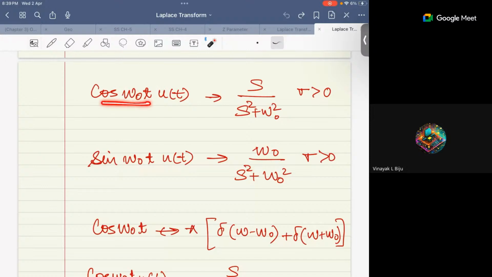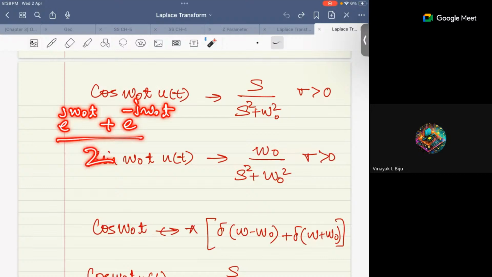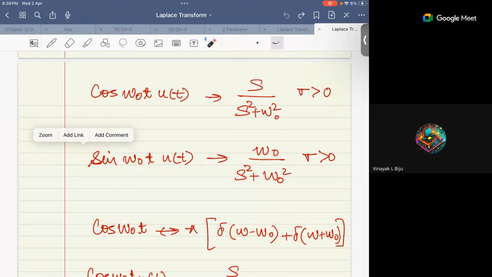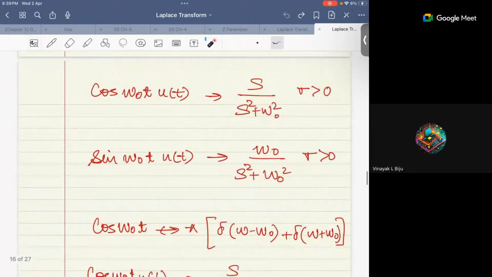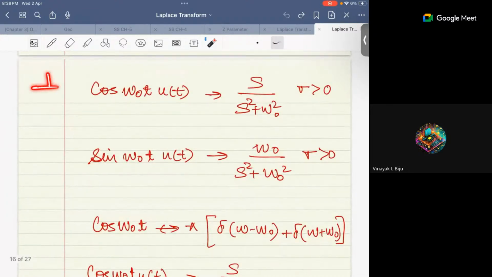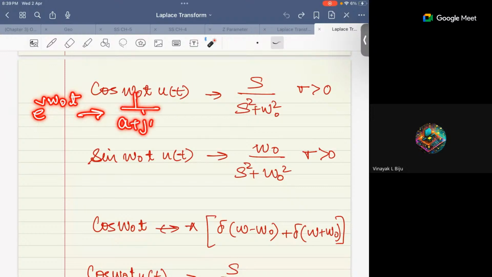How do you write cos omega t? e to the power j omega t plus e to the power minus j omega naught t, upon 2. Correct? You already know the value for this type of signal. For e to the power j omega naught t, you already know what the value will be: 1 upon a plus j omega naught.